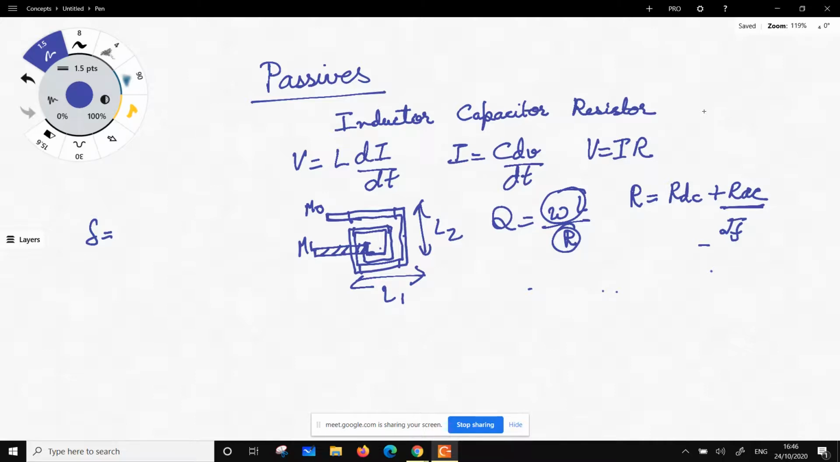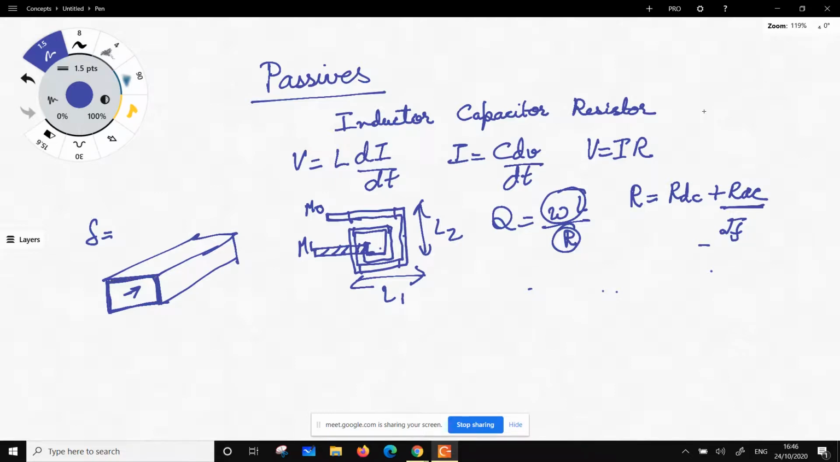Okay, so what is skin depth? Let's say a metal cross section is there. So let's say this is metal, this is a piece of wire. All the current is going to be on the skin of the conductor, right? Nothing is in the center, so everything is on the skin of the conductor.